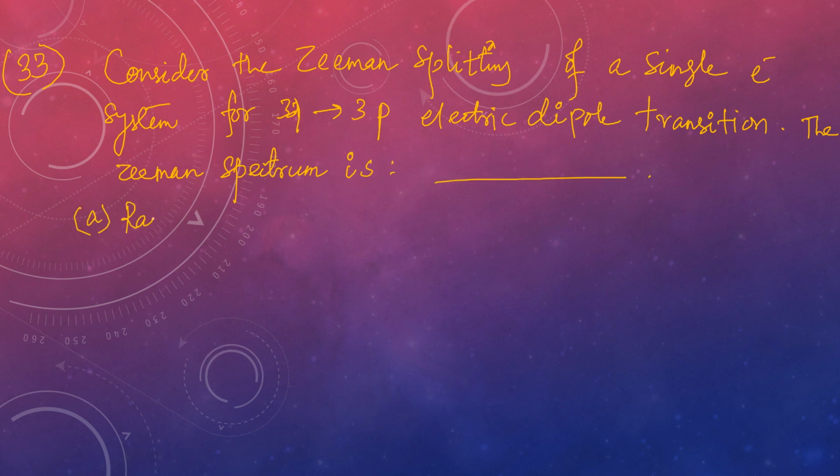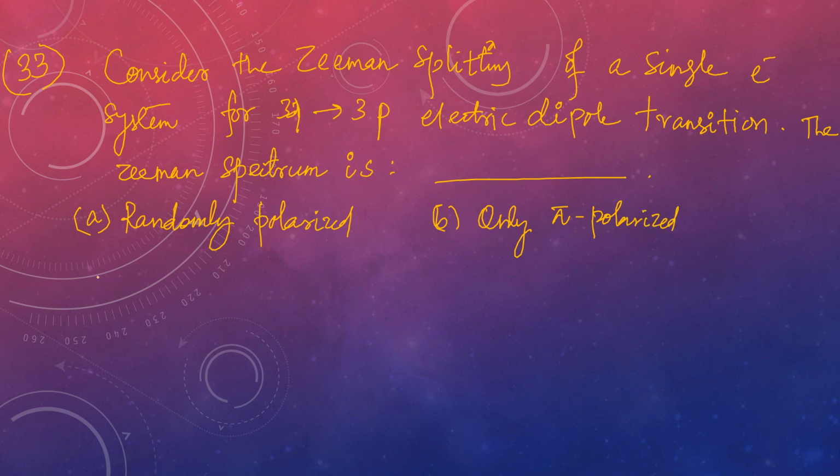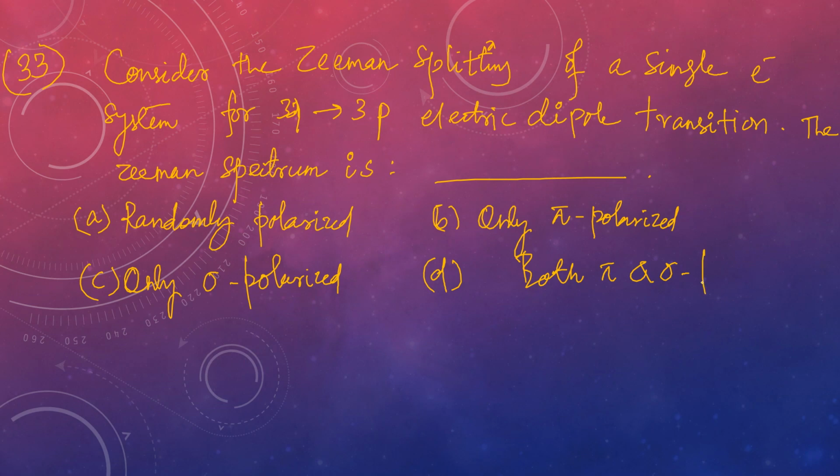option A, randomly polarized, option B, only pi polarized, option C, only sigma polarized, option D, both pi and sigma polarized. Is that all right? Consider the Zeeman splitting of a single electron system for the 3D to 3P electric dipole transition. The Zeeman spectrum is.